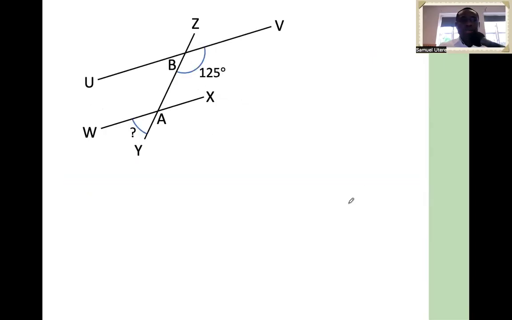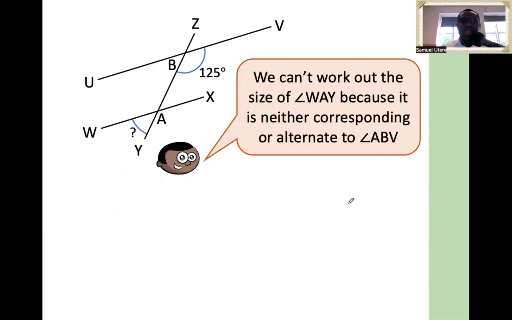Here is this one. Our last example, I presume. Here he says we can't work out the size of angle, and notice the way this notation is used to talk about angle. So that little notation there, when you see it, it means the angle, and the middle letter tells you the location of the angle. So angle WAY, we can't work it out because it is neither corresponding nor alternate to angle ABV. Do you agree? Have a think.